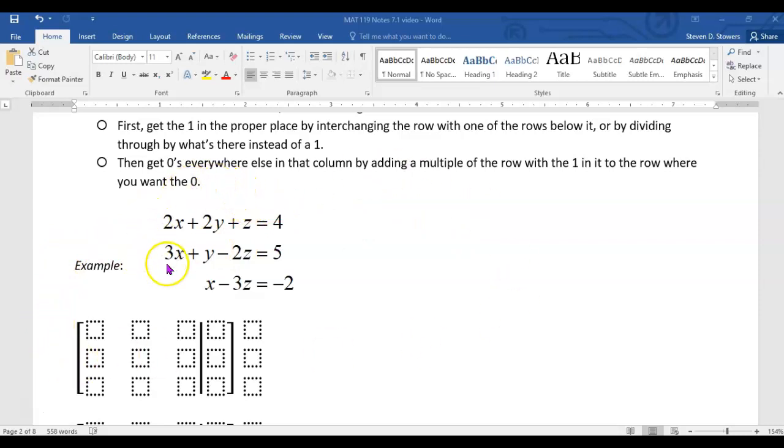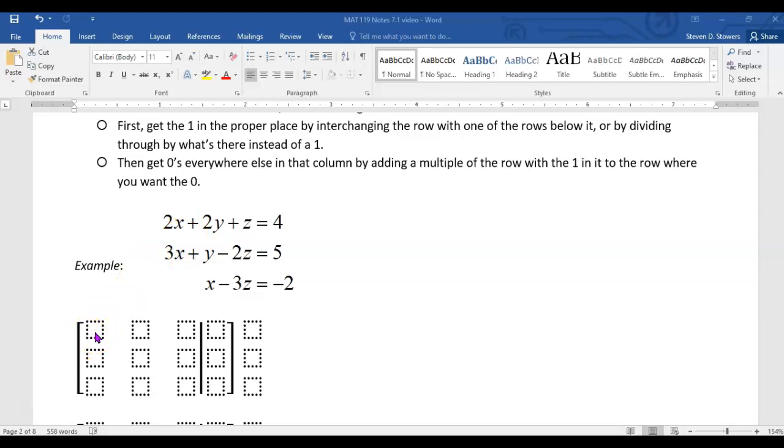So you do have to know how to take your system of equations and write the augmented matrix. And we've already talked about how to do that. You just take the numbers involved and put them in a matrix. So in this example we're going to be working through, the equations are 2x plus 2y plus z equals 4, 3x plus y minus 2z equals 5, and x minus 3z equals -2. So for each one of those equations, we're going to take the numbers involved and put them into the matrix.